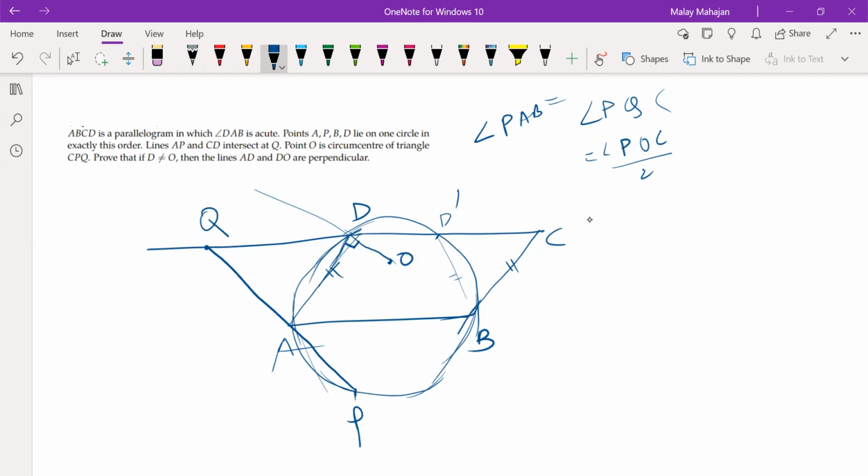So probably let's try defining something that is related to CPQ, because O is related to CPQ. What other intersection can be defined that is somewhat related to C? Maybe BC cap the circumcircle. If we introduce BC cap this circle, let's call it B dash. Now the next step is probably the crucial step. Since BC is parallel to AD, you have that BB dash AD is an isosceles trapezoid.